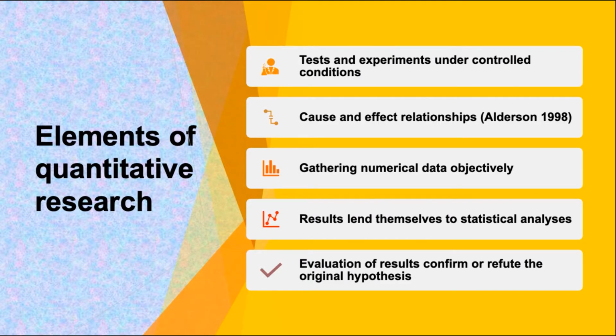And what are the elements of quantitative research? First, we test an experiment under a controlled condition. We will see later a cause and effect relationship. Also, we will talk about it later. Gathering numerical data objectively. Results lend themselves to statistical analysis, which is not like a qualitative one. And evaluation of the result confirms or refutes the original hypothesis that was developed from the theory. At the end, you will say, this study confirmed that hypothesis, therefore confirming the theory, or refuted or rejected it.